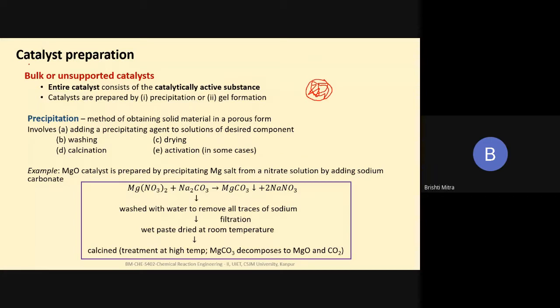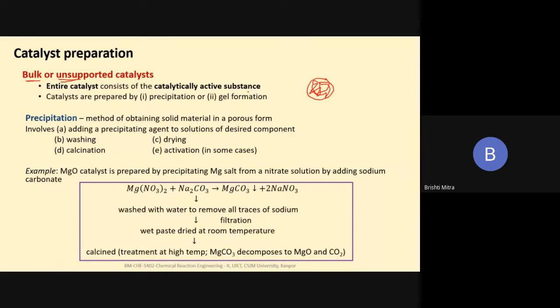So the important term here is bulk catalyst, or you can also call it an unsupported catalyst, where the entire catalyst consists of the catalytically active substance. And how do we prepare such a catalyst? Here we will do a little bit of things like you did in your chemistry labs, but I will do it in terms of a flow chart, so it is not like you learn too much by heart. The main preparation methods are either precipitation or gel formation.